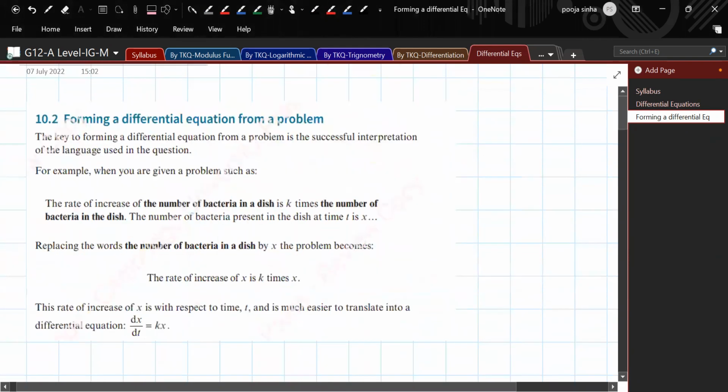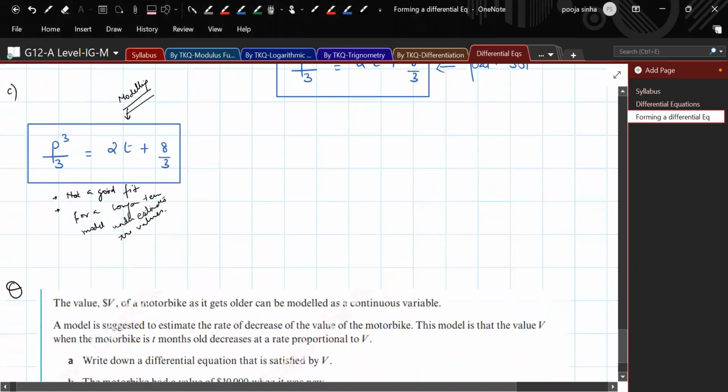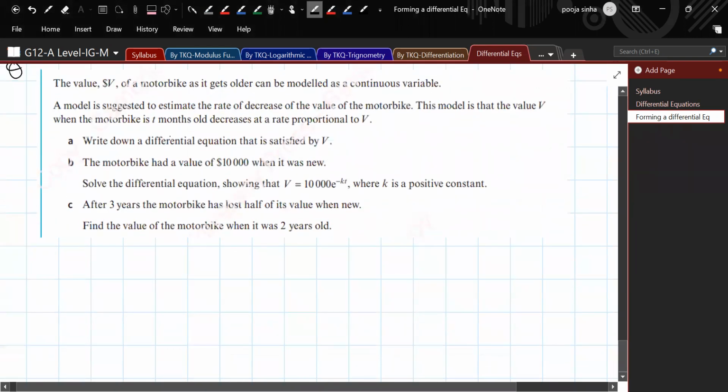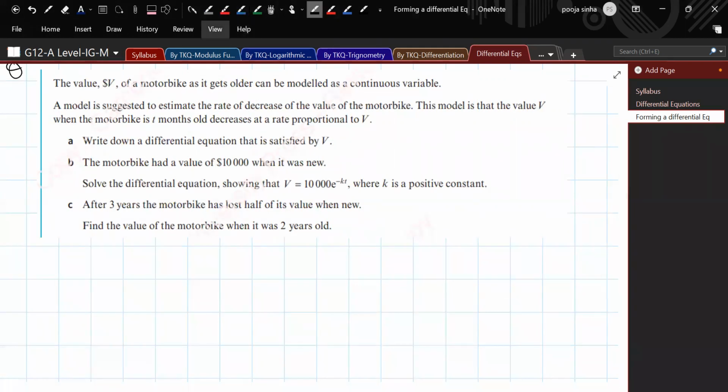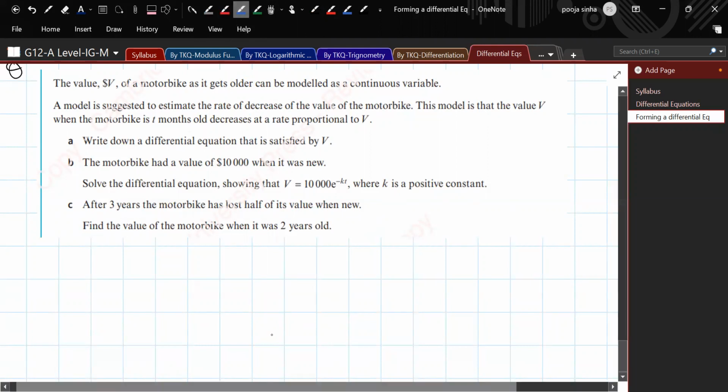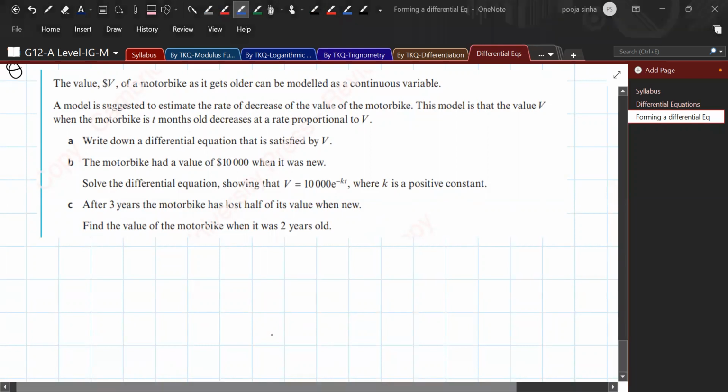ओके, अब ये क्वेश्चन में यहाँ पर it is clearly mentioning to you that what is happening here, decreases. ठीक है? So let's make this. जब हम decrease का बनाएंगे equation, we'll see what will happen. So first thing, write down the differential equation that is satisfied by V.